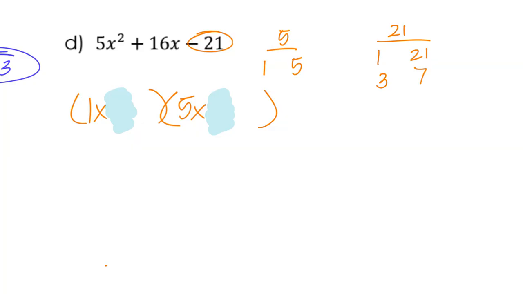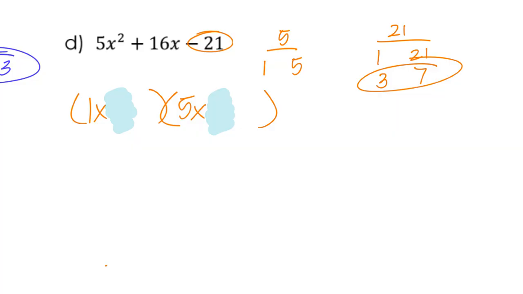All right, let's start with 3 and 7 because it's closest together. So 3, 7. Can I put those there? Yeah, they don't have any common factors, right? So let's test outside, inside. Okay, so I have 1 times 7, which is 7x, 3 times 5, which is 15x. Okay, can 7 and 15 make 16? No. So although it works with greatest common factor, it does not work when I do outside, inside.